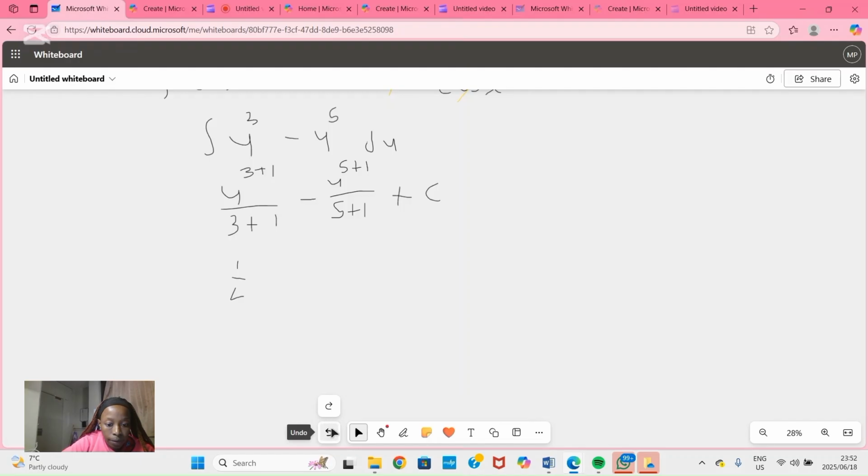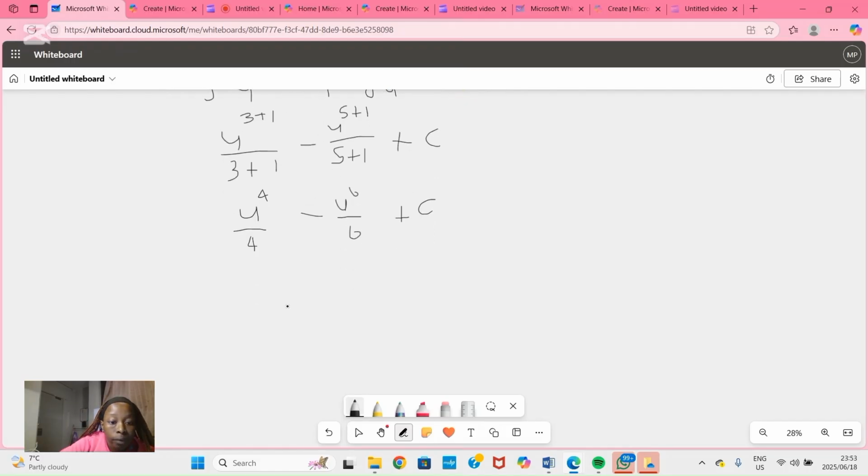Let me write it properly first before this. We're going to have u^4 over 4 minus u^6 over 6 plus c. And then we continue. We will have our final answer will be 1 over 4.